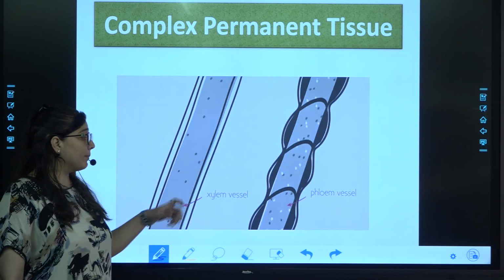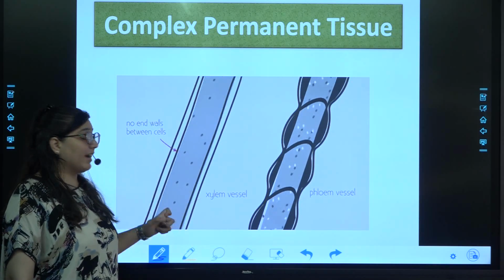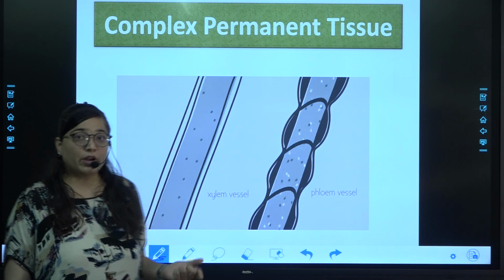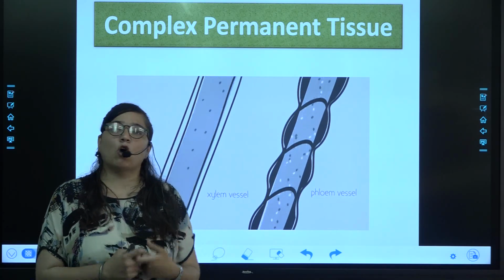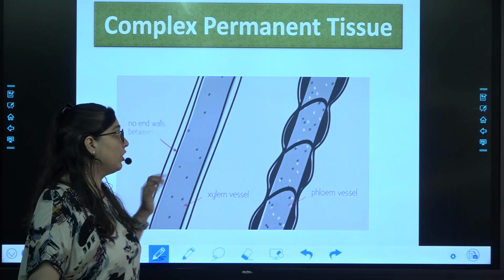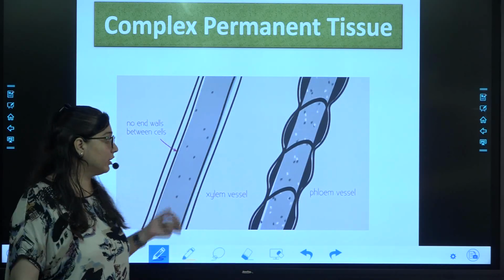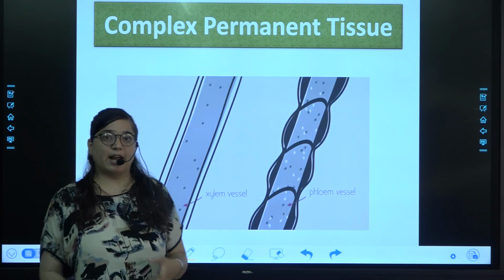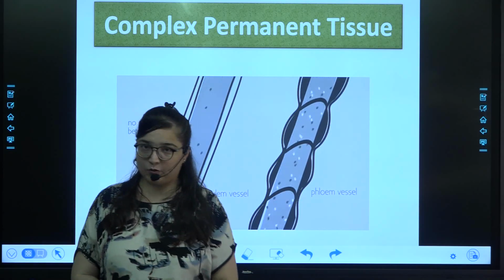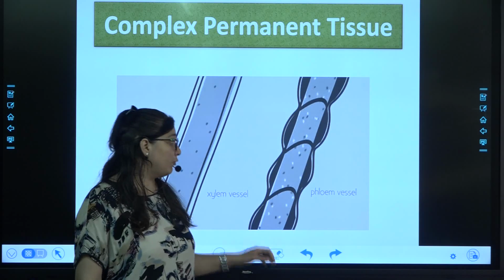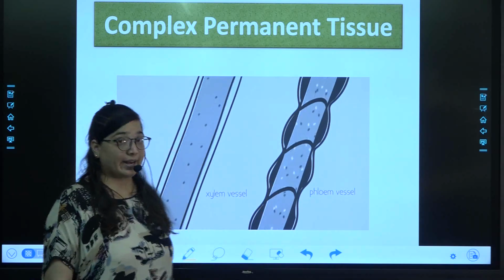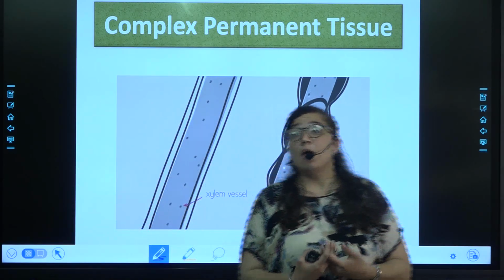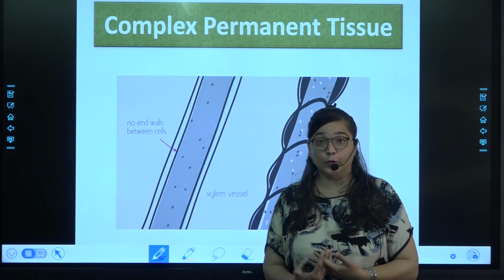So xylem is generally conducting water. We will learn what it is conducting about all its parts. But what you have to learn from this particular slide? You have to learn that in xylem, the flow is only unidirectional. That means in only one direction there will be flow. Coming to the phloem, in phloem it will be bidirectional. That is, in both the directions there will be flow.